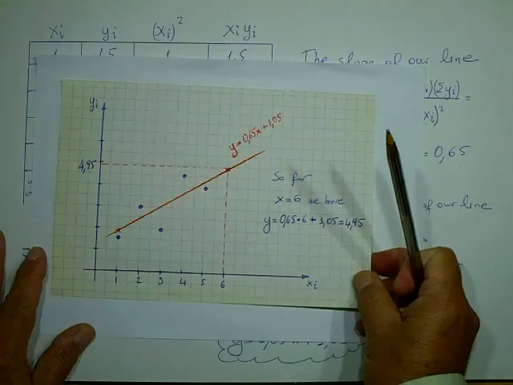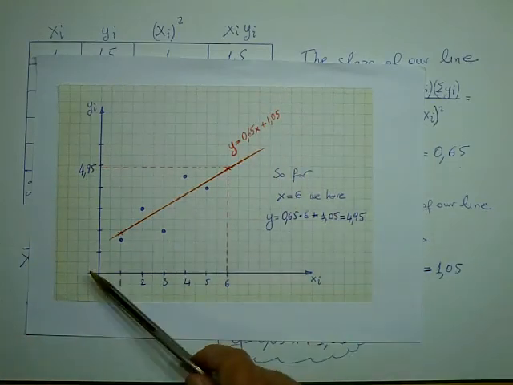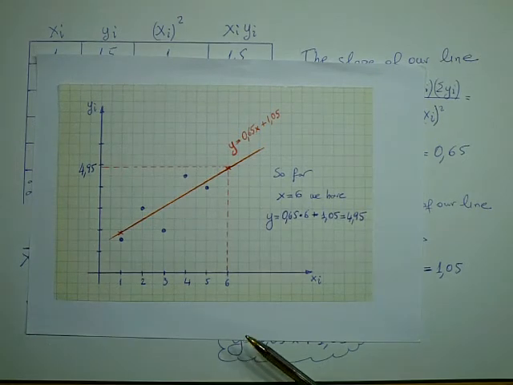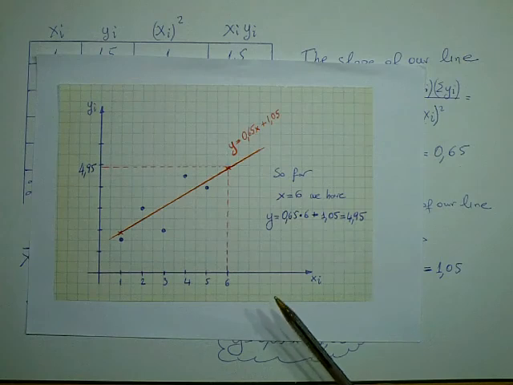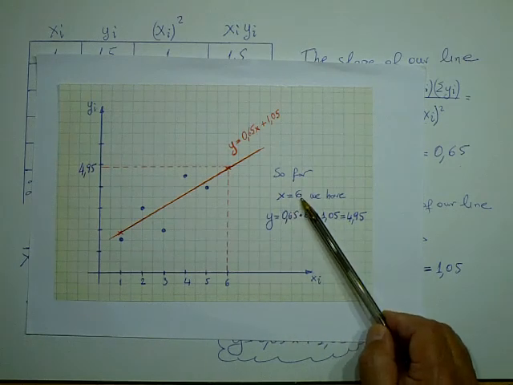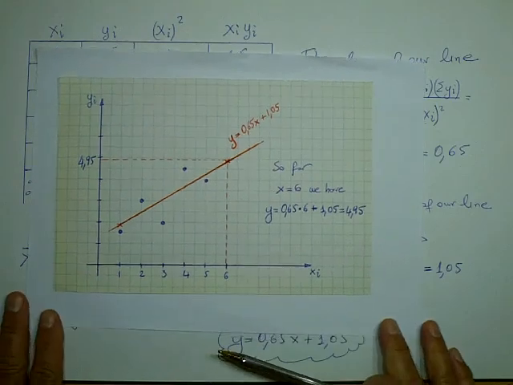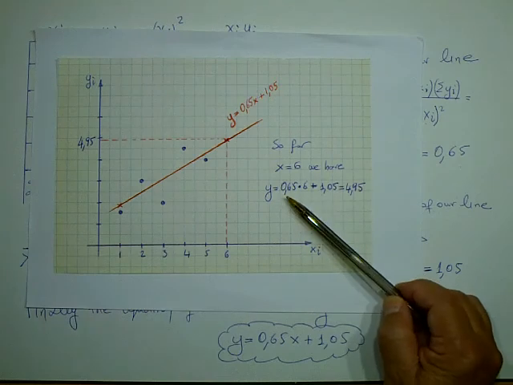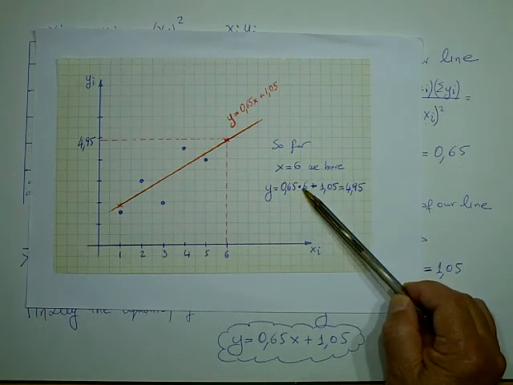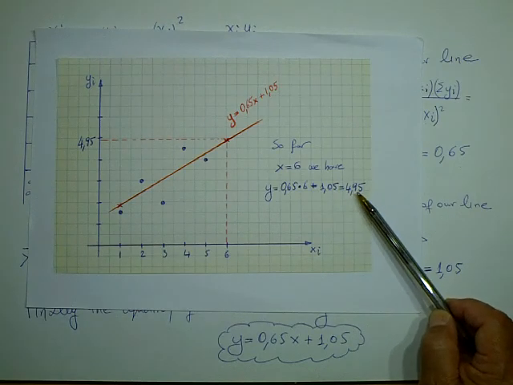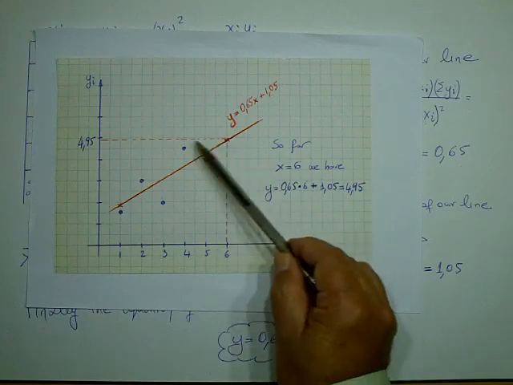So now, this is our scatter diagram, and this red line here is the line of best fit, which I found mathematically. So now I can predict the ordinate for x. For x equals 6, I substitute 6 in this equation, and I get y equals 0.65 times 6 plus 1.05, which gives 4.95, and this is the ordinate.